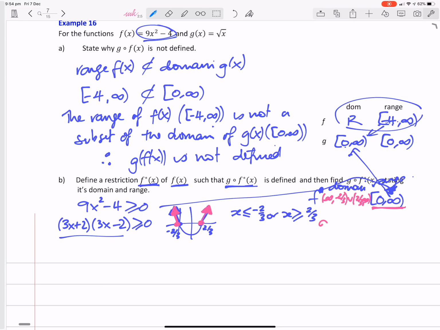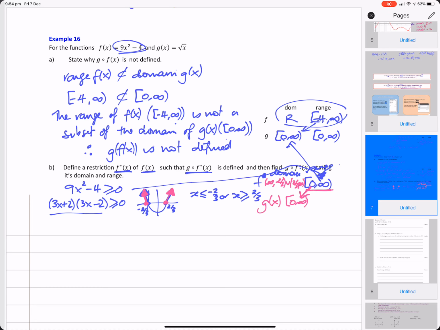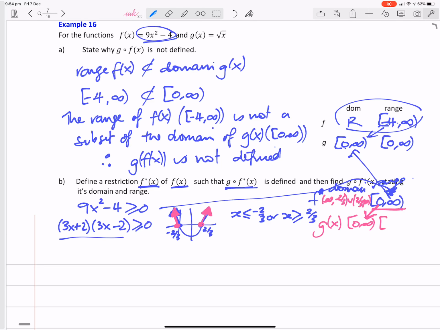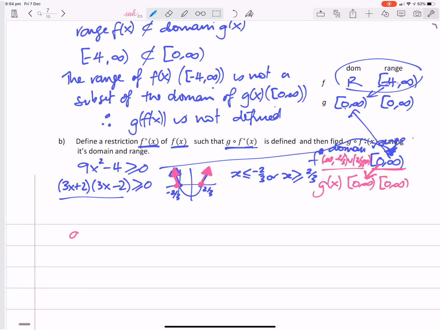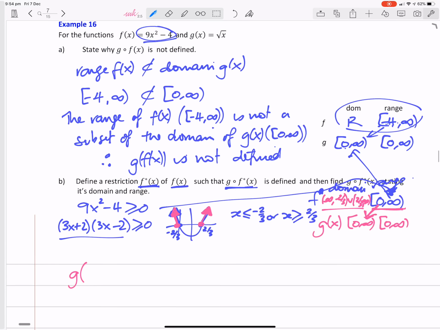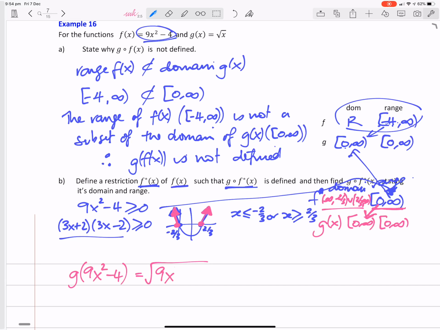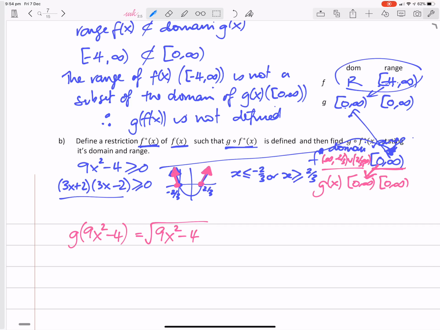And then, if we know g of x, the domain is 0 to infinity, you can see now that that will fit in here. And then my range will still be 0 to infinity. So it says define a restriction, so that's our restriction, and then find g of f of x. So g of f of x, what was f of x again? 9x squared minus 4, so it's the square root of 9x squared minus 4. So that's g of f of x.